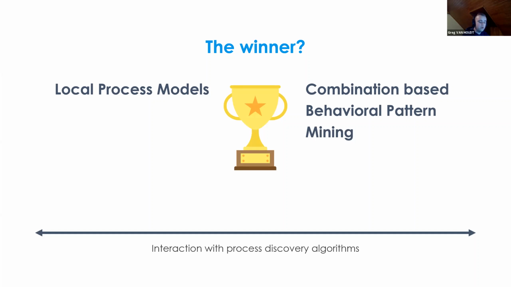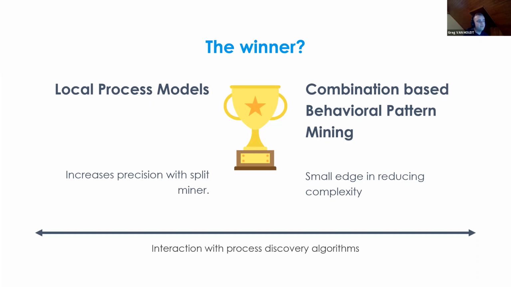Maybe yes, maybe no. What we can say is that if we want to focus on fitness and precision, and especially precision with a split miner, if that is your focus, opt for the local process models in your abstraction. On the other hand, if you try to reduce the complexity, even though it's only by a small margin, COPAM will have the small edge.